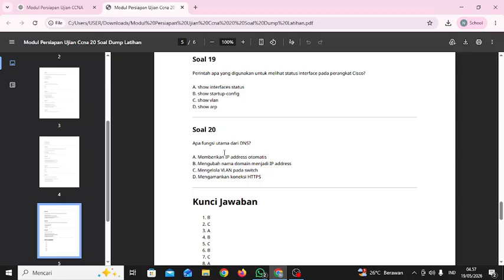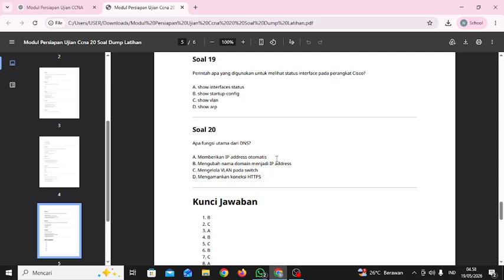Question 20. Okay. What is the primary purpose of DNS? Okay. A. Assign IP addresses. Okay. And B. Translate domain names into IP addresses. C. Manage VLANs. And D. Secure HTTPS connections. Okay. What is the correct answer? B. Translate domain names into IP addresses. Okay, B.